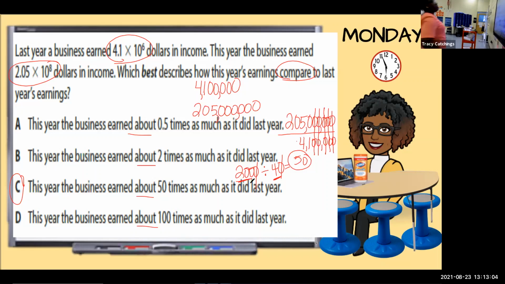All right, so today we did some scientific notation, wrote numbers in scientific notation, then we took them out of scientific notation and did some comparisons. I hope you did learn something. It wasn't much, but I hope you did learn something.